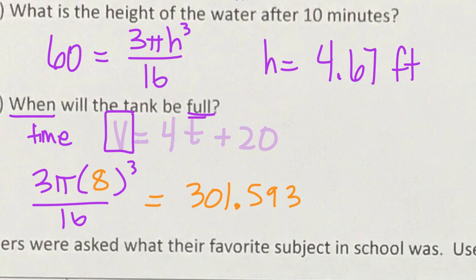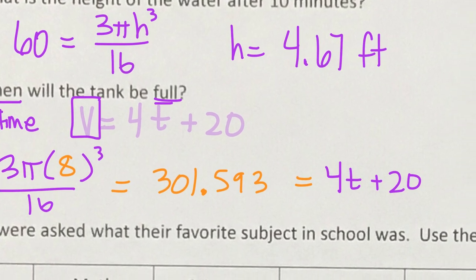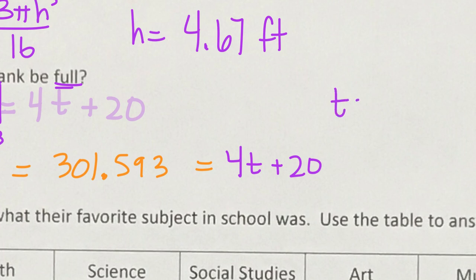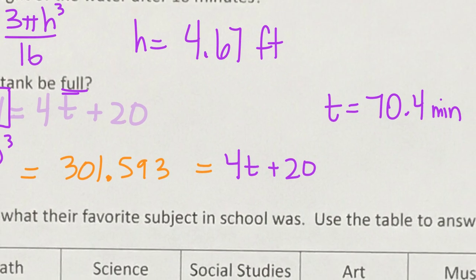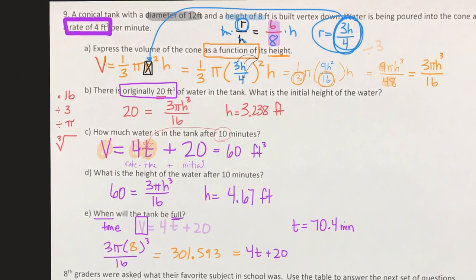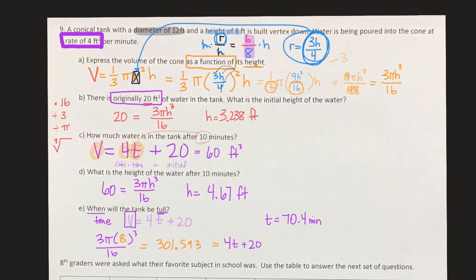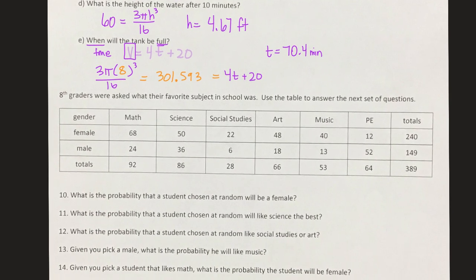There's 301 cubic feet of water, and we set that equal to our formula 4t plus 20, right? That's our volume rate time formula. 4 cubic feet every minute plus our original 20. Okay, so minus 20 and divide by 4, and it would be full after 70.4 minutes would be the final answer. Okay, so there is going to be a volume of a cone that is increasing at a certain rate on your test. Okay, so learn these steps. Learn all these steps. Okay, and the last topic is this probability stuff.